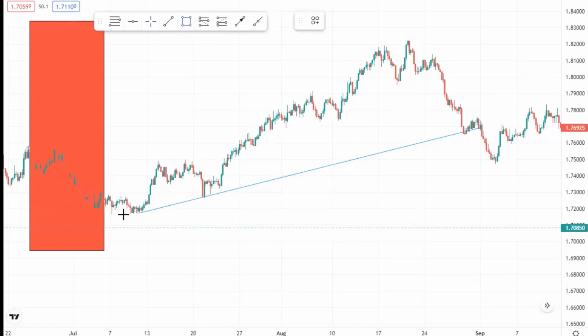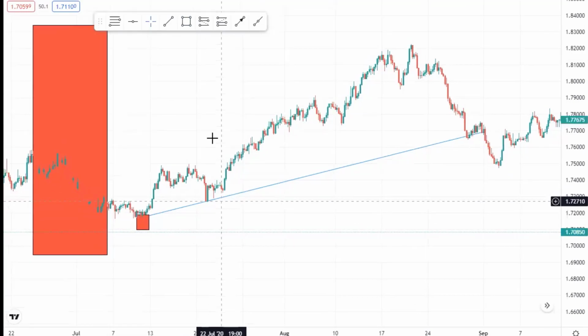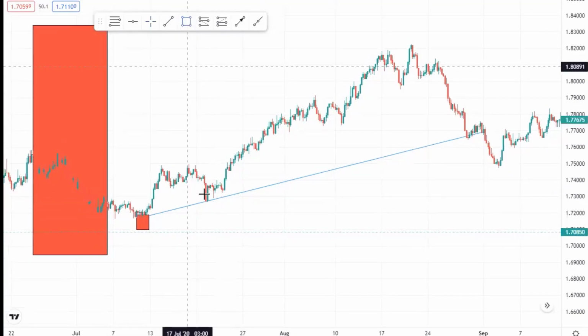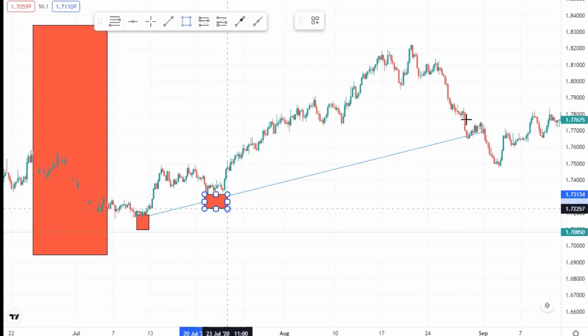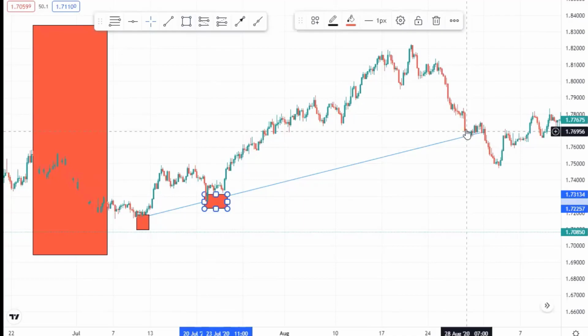All right. So here happens to be my first touch. Here happens to be my second touch of this trend line. So I will be interested when the market gets to my third touch, which happens to be here.